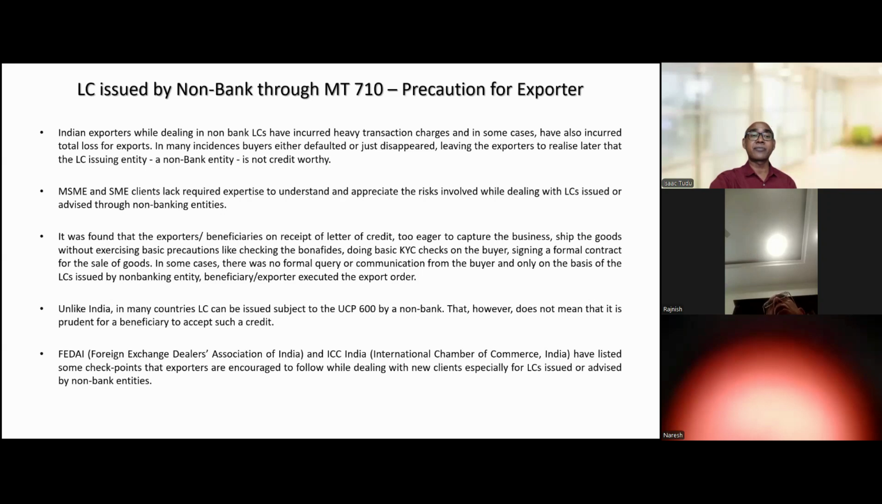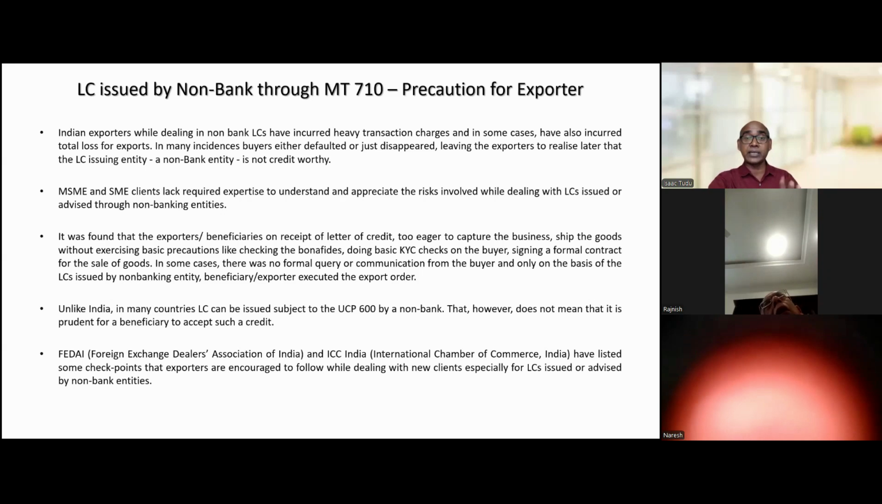In this regard, FEDAI, which means Foreign Exchange Dealers Association of India, and ICC India, which means International Chamber of Commerce India, have both listed some checkpoints that exporters are encouraged to follow while dealing with new clients, especially for LCs issued or advised by non-bank entities.